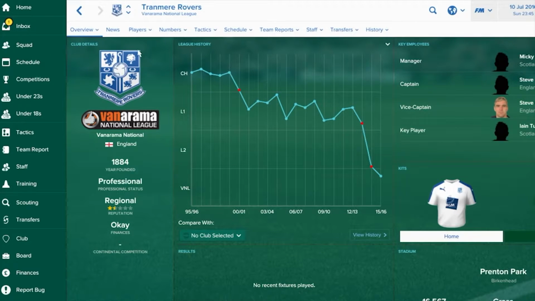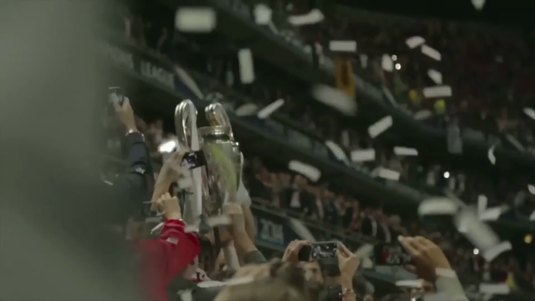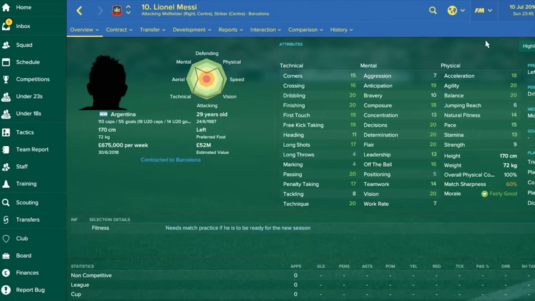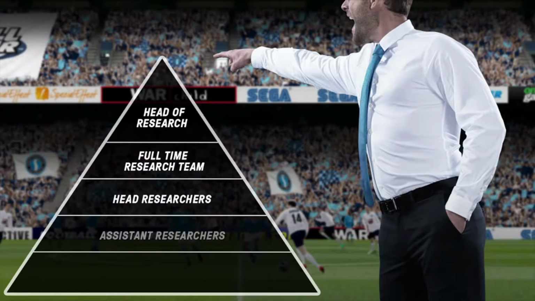But it's all worth it if you manage to get your beloved Tranmere Rovers to the Champions League final, having spent hours scouting the new Messi. We've got 1,300 scouts around the world, and that's broken up into different areas. We have 6 people internally in the research team. Below that, there's about 100 what we call head researchers, who will be responsible for maybe one league, maybe one nation, maybe a couple of nations. And below them, we have assistant researchers, who usually look at one club or a couple of clubs.